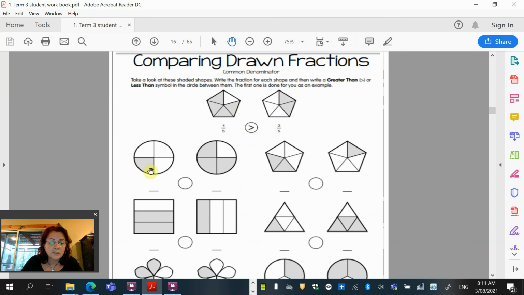This one here, what's this? Okay, so this is 1/4 and this is 3/4. So 1/4 is less than 3/4.